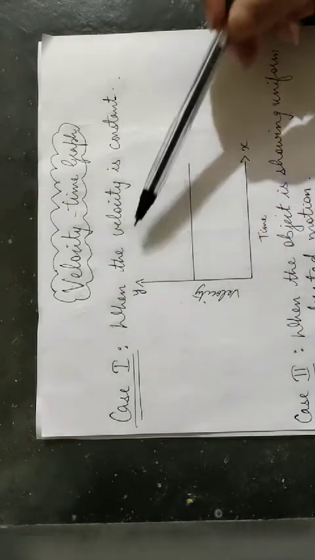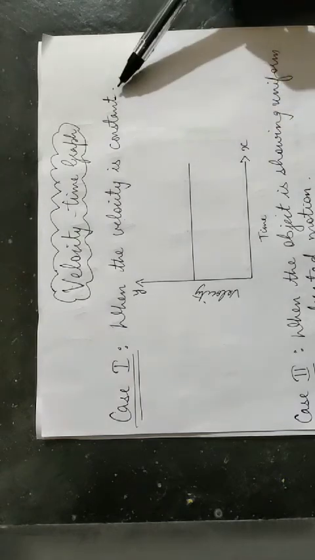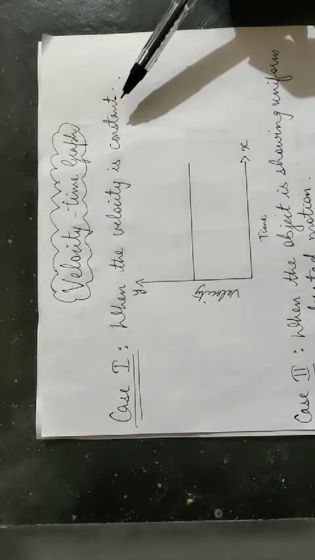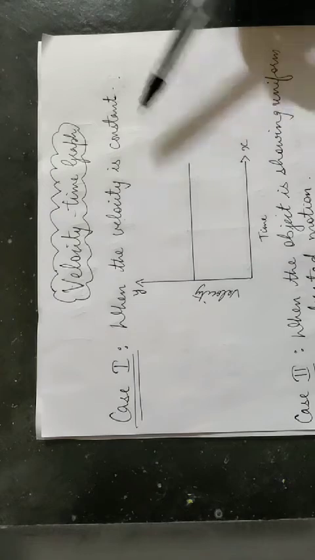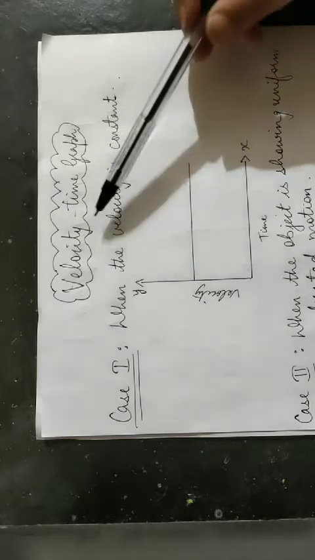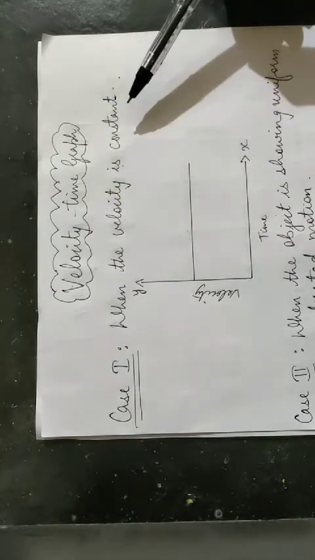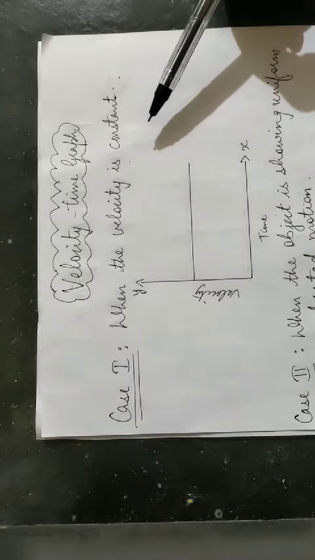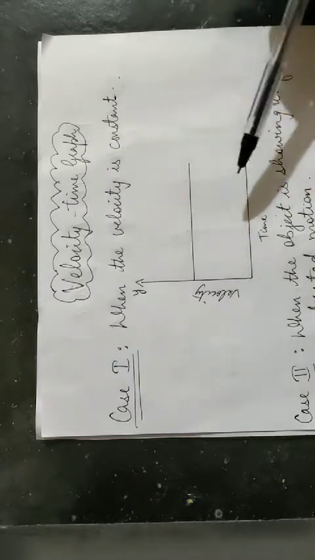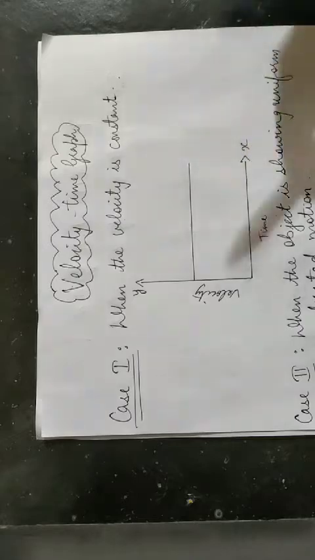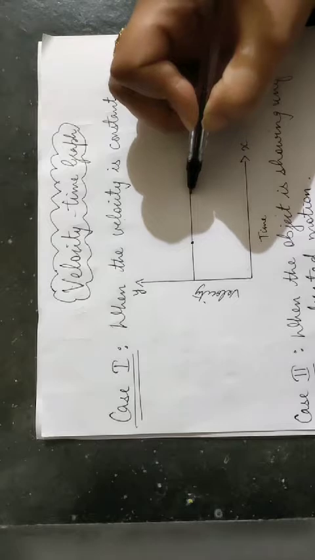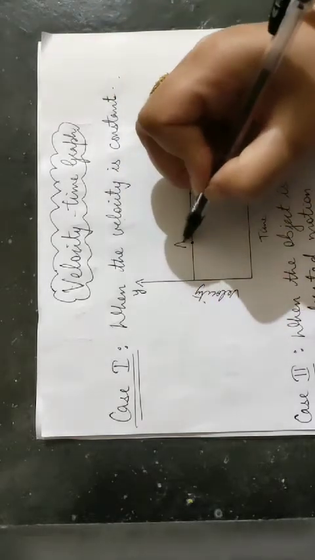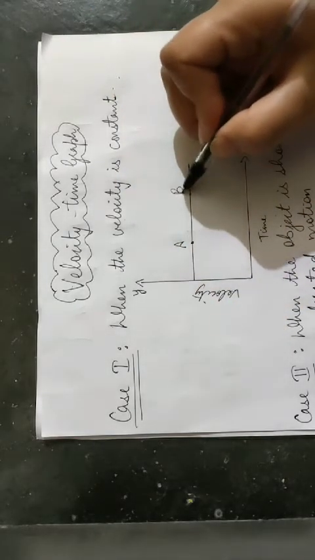Case first is when the velocity of an object is constant. The graph in this case will be a straight line parallel to the x-axis. As already mentioned, velocity time graphs help in calculating the distances. Therefore, we can easily find out the distance. Let us consider 2 points on this line. This is the point A and this is the point B.